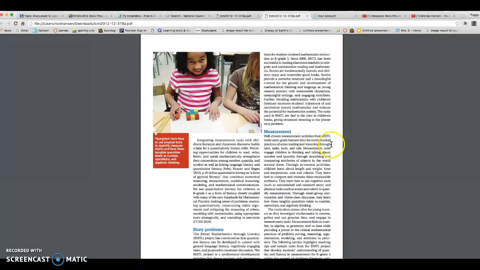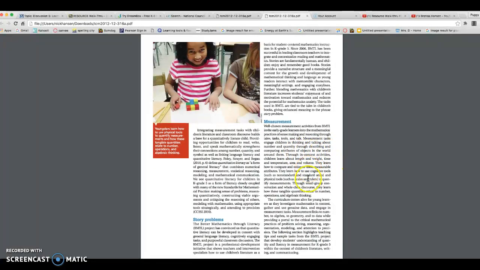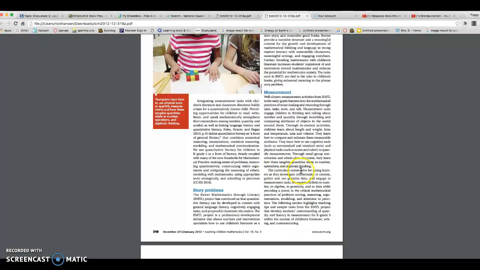The next thing they talk about, and that's going with story problems, is measurement. There are measurement tasks that engage children in thinking and talking about numbers and quantity through describing and comparing attributes of objects in the world around them. I really like this where it says the curriculum comes alive for young learners as they investigate mathematics in context, gather and use genuine data, and engage in measurement tasks. And this measurement links to numbers, to algebra, to geometry, and to data while providing a portal to the critical mathematical practices of problem solving, reasoning, argumentation, modeling, and attention to precision.